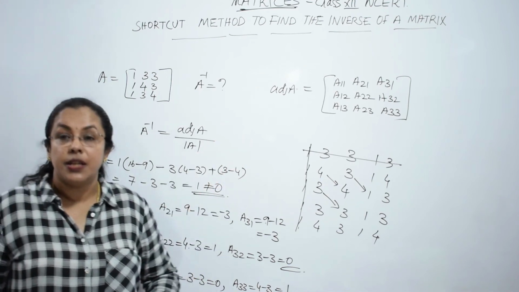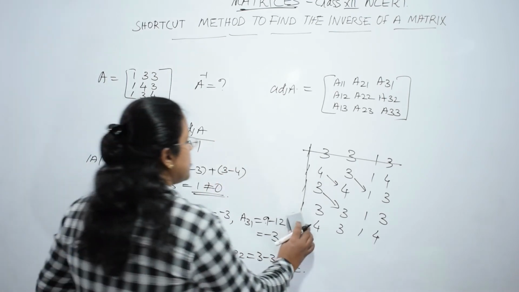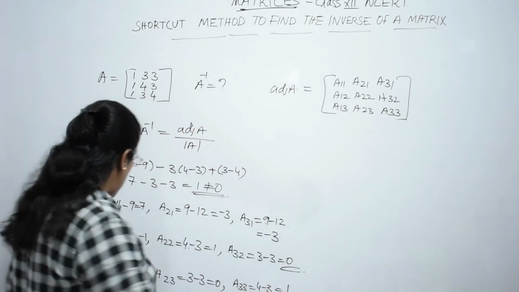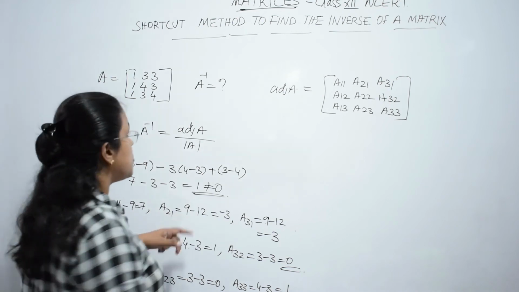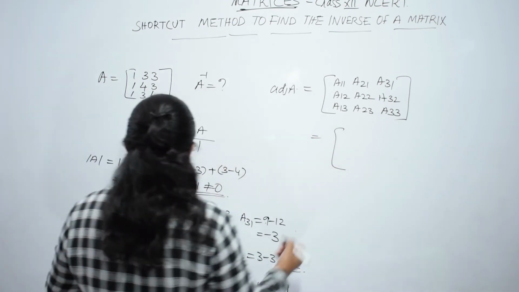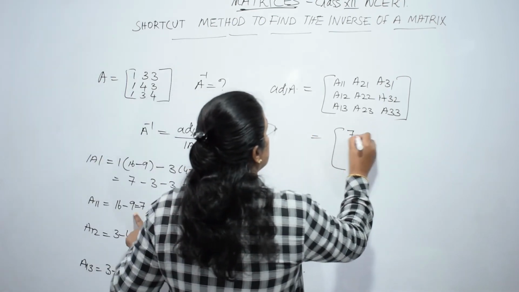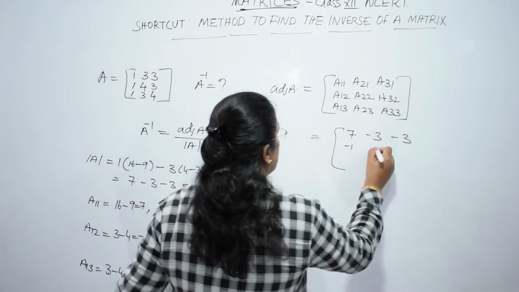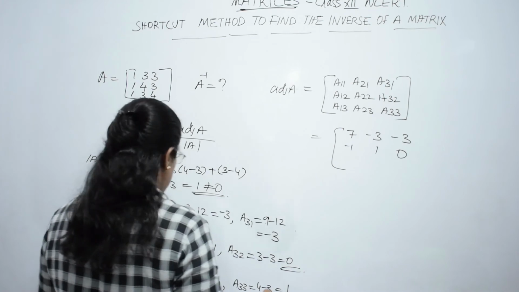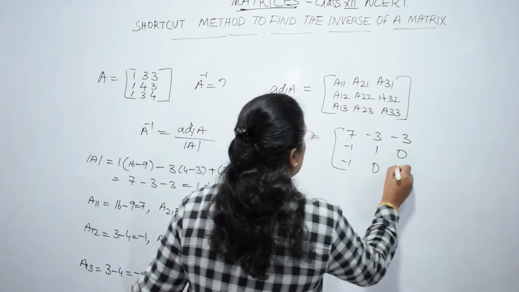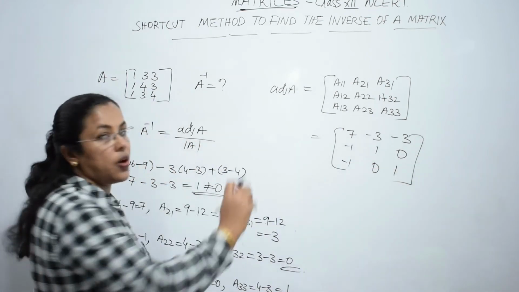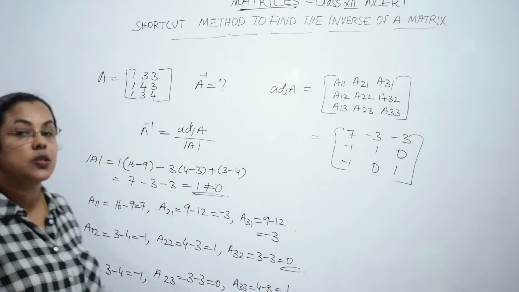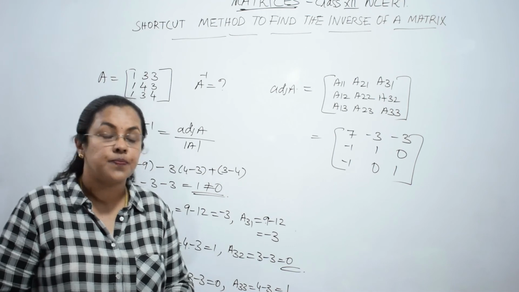Now we can write the inverse of the matrix. Now adjoint of A is equal to 7 minus 3 minus 3, minus 1, 1, 0, minus 1, 0, 1. This is adjoint of A. We find the cofactor elements directly. There is no risk of even signs too.